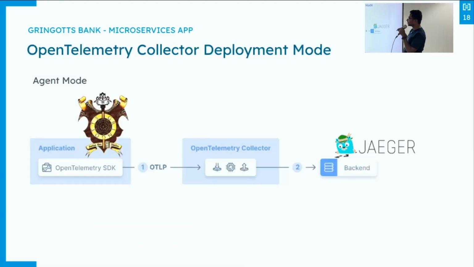In this Gringotts Bank application, the collector is deployed in agent mode. Basically, it is sitting in between the Gringotts application and Jaeger, which is our observability backend. So the collector is not really needed in this small application. I have just put the collector to demonstrate.